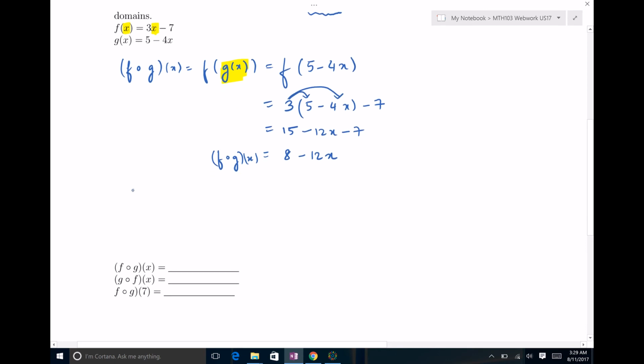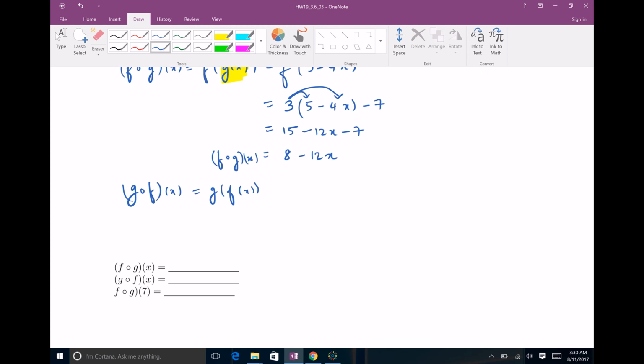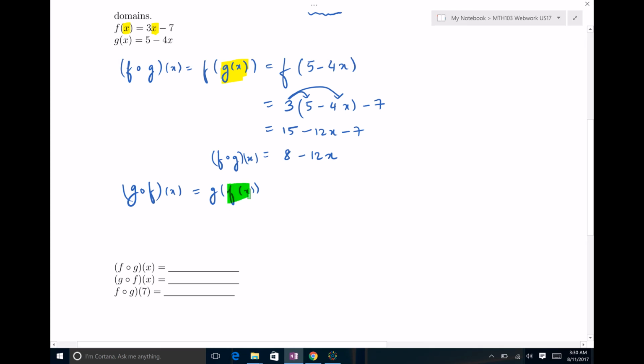Now similarly, we want to find out what g composed with f of x is. And this again, by definition, is g of f of x. So once again, we're going to do the same thing. You're going to find g of something. Now you have a formula for g of x with x in it, so you're just going to replace that x by the something. So this is g of f of x, which is 3x minus 7. So this will be 5 minus 4 times, and then in place of x, we plug in 3x minus 7.